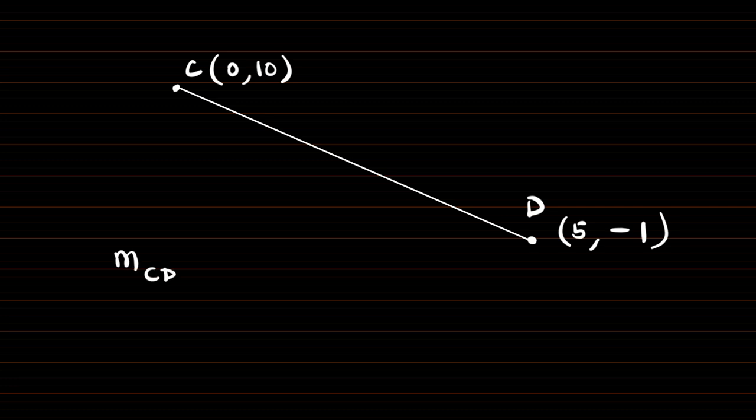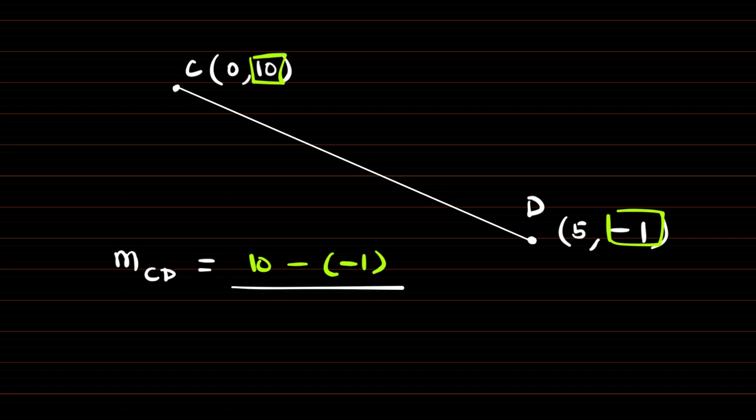Let me draw another line just to give you some variety. So another line that's going like this. And this time, this point is C, and this point is, let's say, (0, 10). And this point is (5, negative 1). So this is C, this is D. The gradient of CD is what? Change in y. Again, this is 10, this is negative 1. So this is 10 minus negative 1, and we are dividing it by the change in x, which is 0 minus 5.